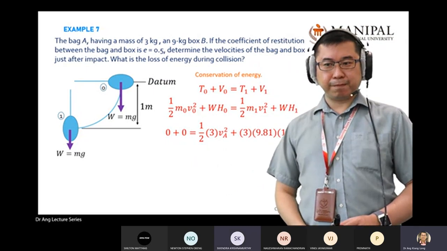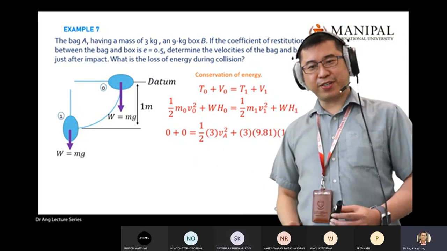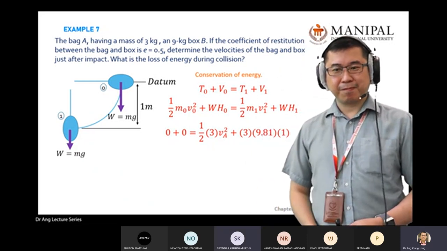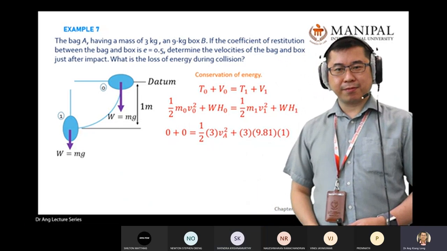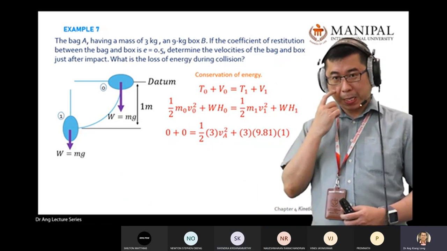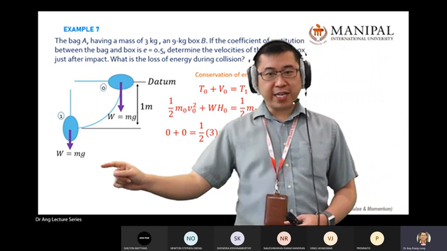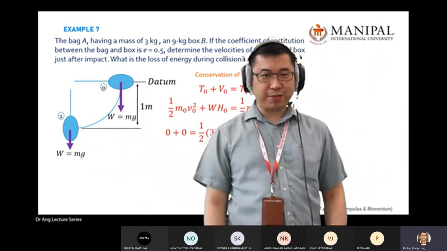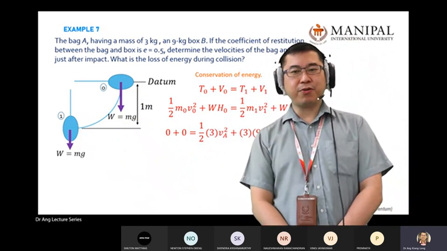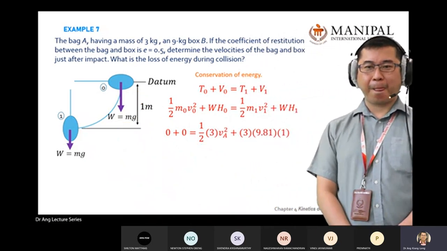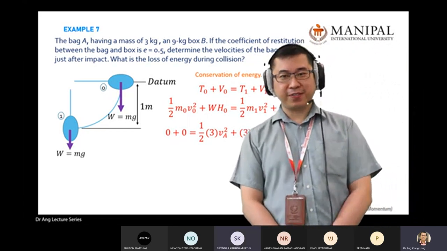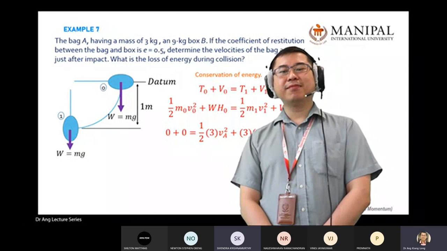Only the h, sir, because... Okay. Why is h zero? It's falling, sir. But you raise something from a position, right? But why zero? Why is your h zero? How do you measure your h, you tell me? When it's above ground only, so then you can measure h.